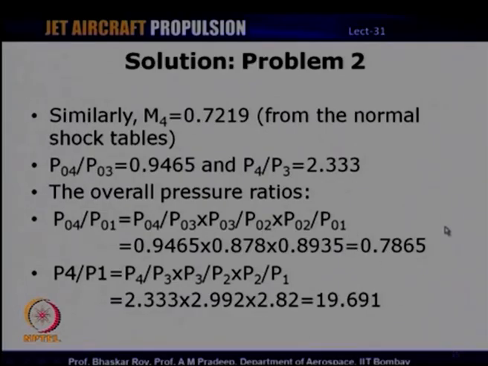So, what you see here is that between the inlet and the exit of the intake, there is a drastic reduction in the stagnation pressure, close to about 22% drop, which is why the exit stagnation pressure is only 0.78 times the inlet stagnation pressure. On the other hand, there is a substantial increase in the static pressure. Exit static pressure is almost 19.7 times that of the inlet static pressure. So, there is a substantial rise in static pressure across the shock system. At the same time, there is also a loss in stagnation pressure across this shock system.